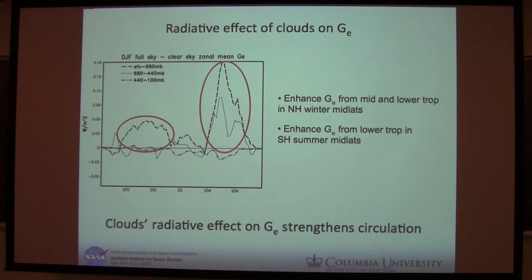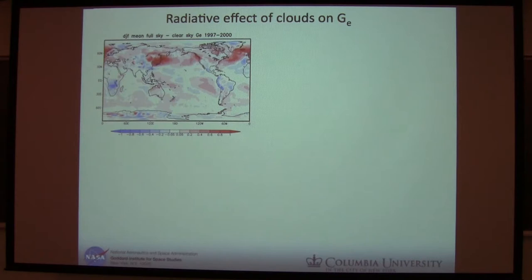Let's look at the spatial variability of the cloud effect on GE. This is DJF, mean full sky minus clear sky, GE. The first thing that we notice about this plot is that clouds enhance GE production in the northern hemisphere winter storm tracks.